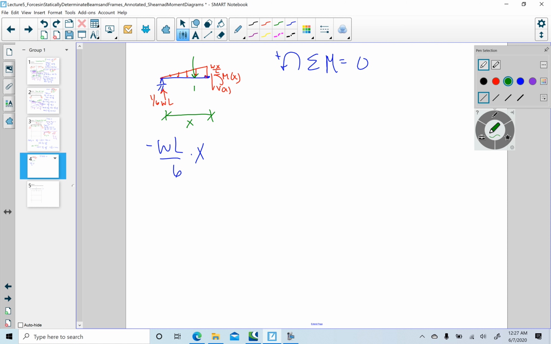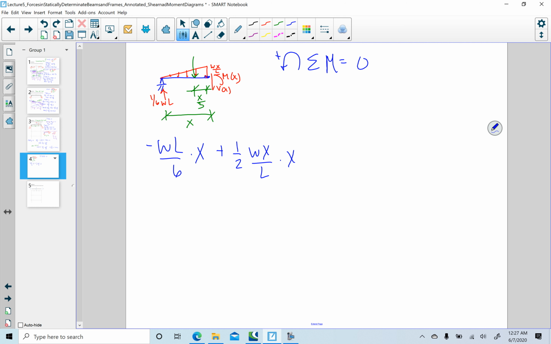is acting at a distance from the cut section, X over 3. That's the centroid of a triangle. And it's acting counterclockwise, so it's positive. So 1/2 WX over L times X. That's the resultant force, and it's acting at a distance X over 3.